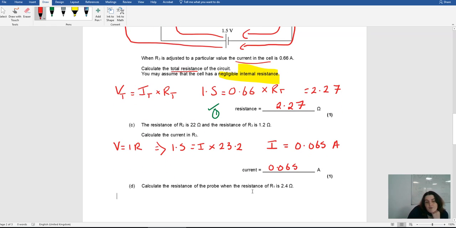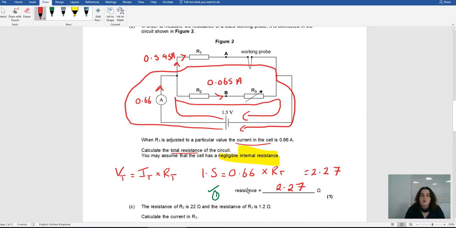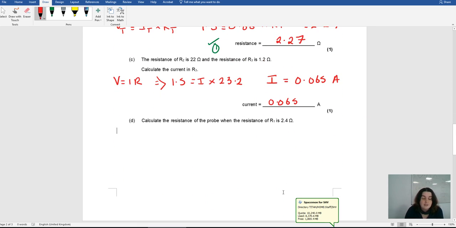Calculate the resistance of the probe when the resistance of R1 is 2.4. So I know that the resistance of R1 is 2.4, and I know the total current in that section, and I know the total potential in that section. So I could work out the total resistance of that section. So I know I've got 1.5 equals 0.595.